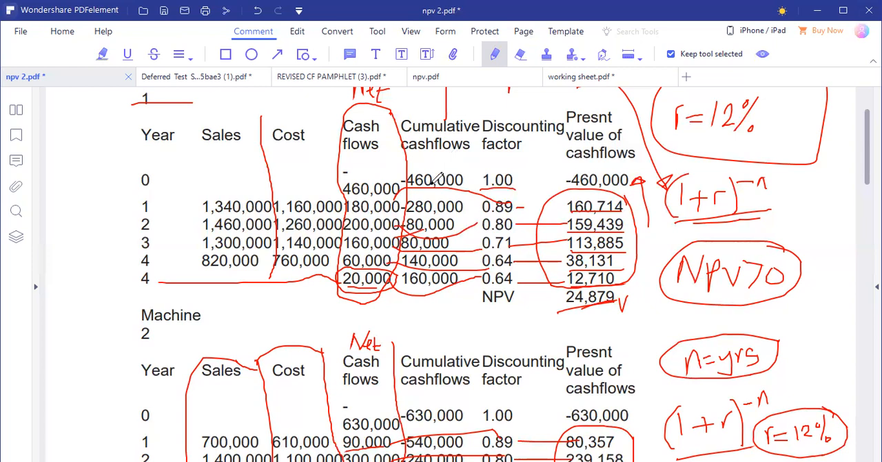Then you start cumulating. Cumulative simply means adding these. So negative 460,000, then plus 180,000, giving us negative 280,000. So this is where this one is coming from. A cumulative, you get negative 460,000 plus the actual cash flow that has come, which is the 180,000. The 1,340,000 minus 1,160,000 gives you 180,000. So we're adding these. Negative 280,000 plus 200,000, you're getting negative 80,000. Negative 80,000 plus 160,000. I'm sure you're getting it.